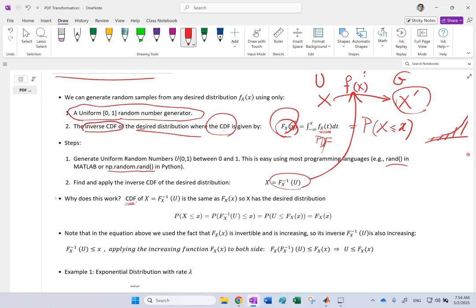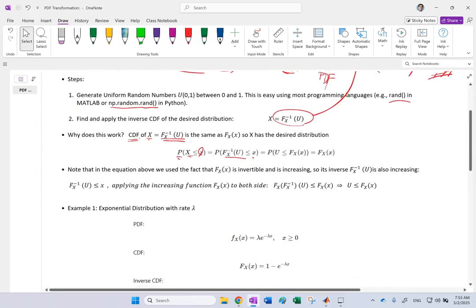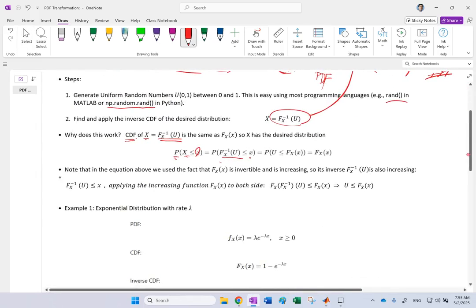Here we're going to check the CDF of this transformed variable. So we say the CDF of this variable is going to be what? It is going to be the chance that this x is less than some given x, and for that capital X, the variable, we replace it by Fx inverse of u. This is less than this. Now here we make a claim. We say this probability is the same as this one.